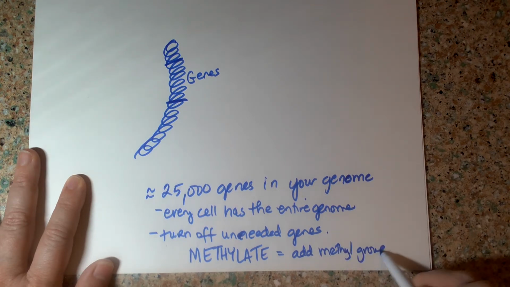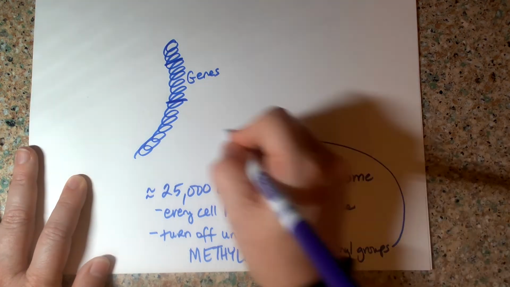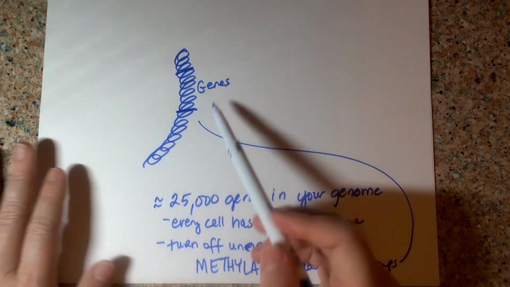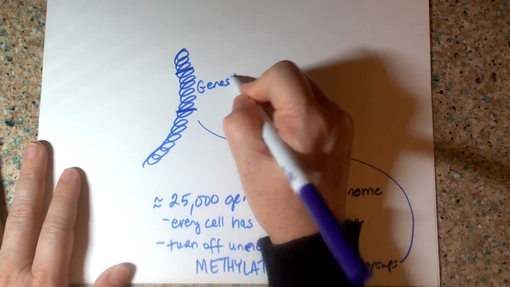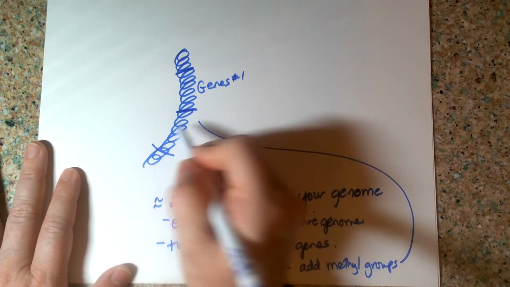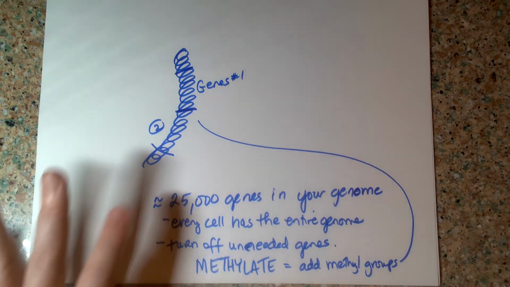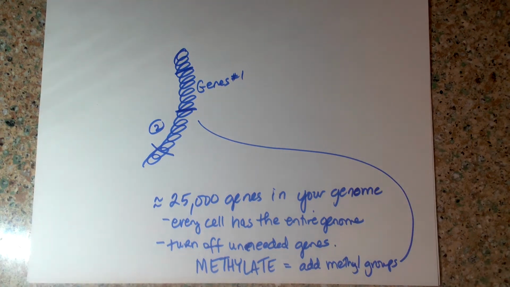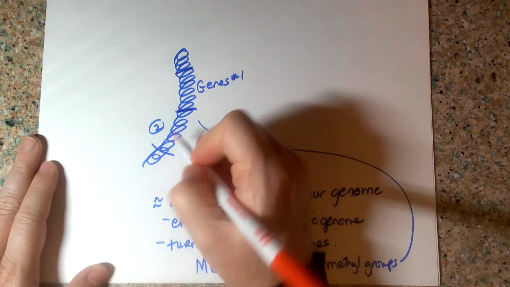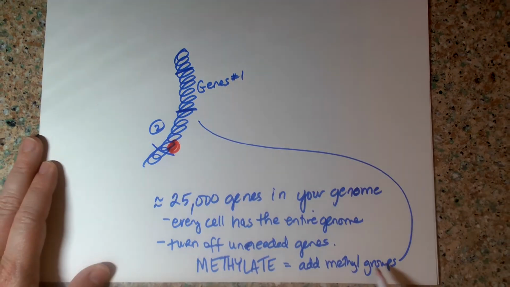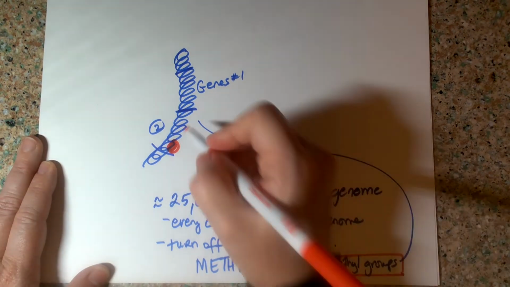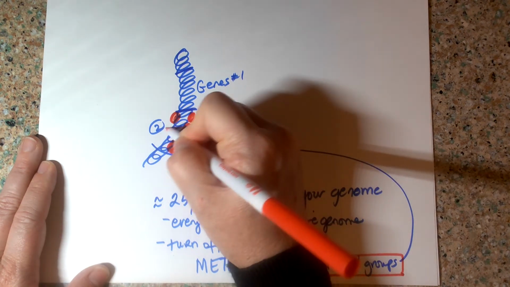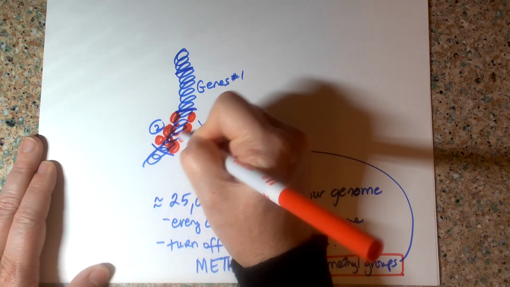groups. So literally, like right here, if this is a cell and I want to keep gene number 1 here on, but this segment is gene number 2, and I want to turn gene number 2 off, they trigger a signal. So there's a signal transduction pathway, and what happens is some methyl groups are going to be recruited. They attach these methyl groups to that segment of DNA.